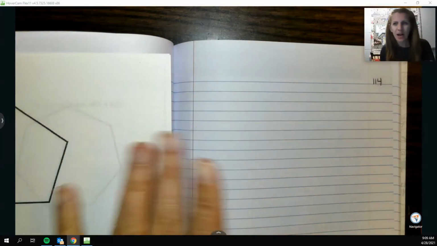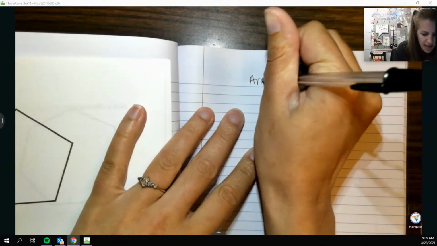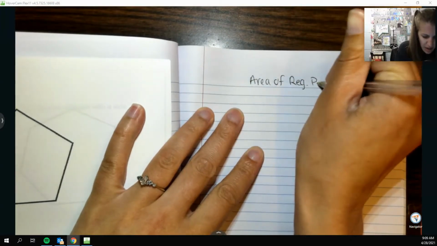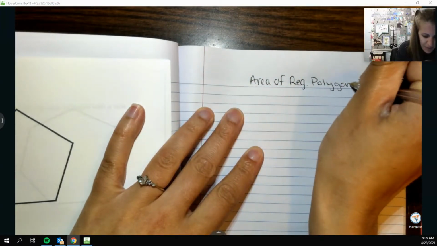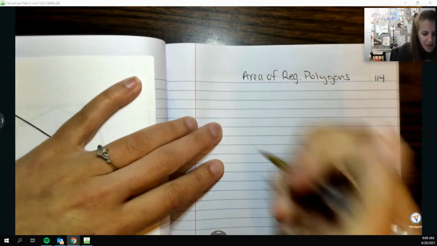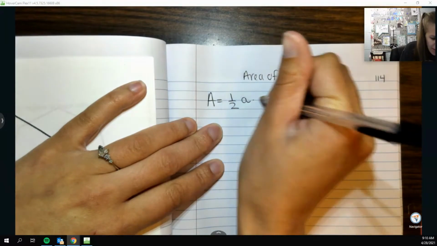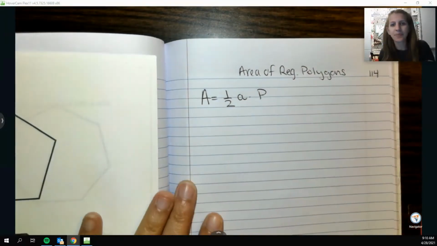Alright guys, I'm on 113 and 114, still talking about finding the area of regular polygons. I wanted to talk about a couple of things and then show you something a little bit new. So, area of regular polygons. First of all, we want to remember that our formula for that was area equals half apothem times perimeter.